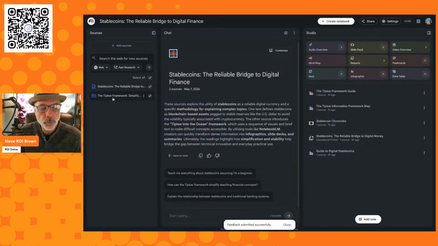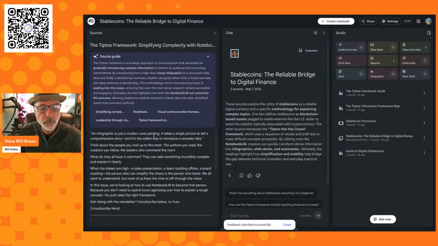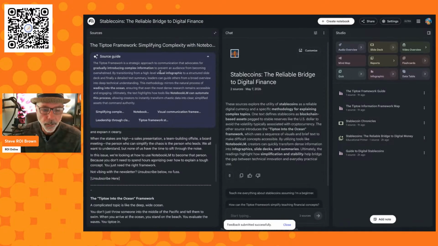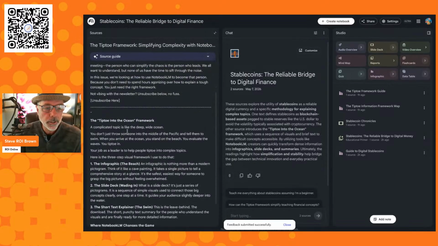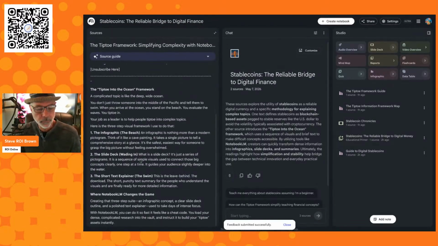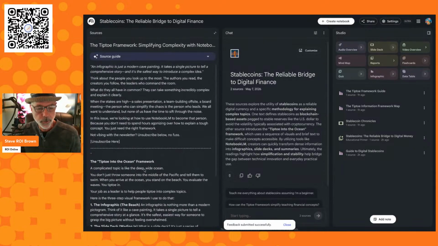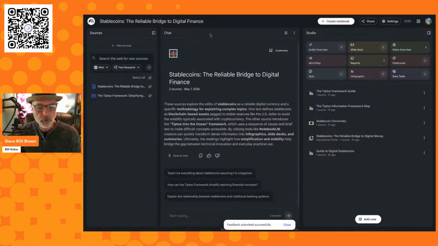So, for example, I brought in the tiptoe framework. I put it in here, and here's the tiptoe framework. So the images that I showed you a while ago were generated from this. So here we are. We have our stablecoins information. It goes through, and in the chat section here is where we can get distilled specifics.